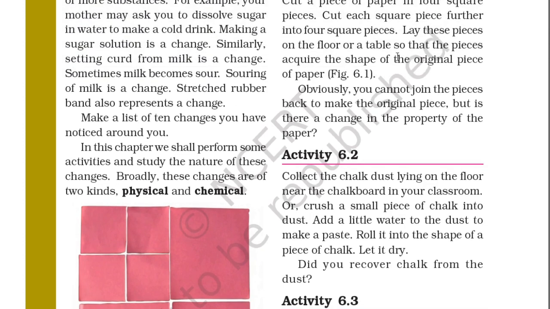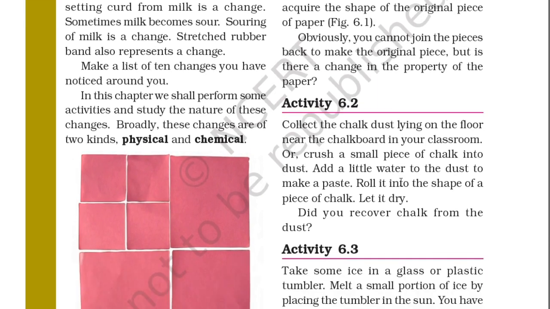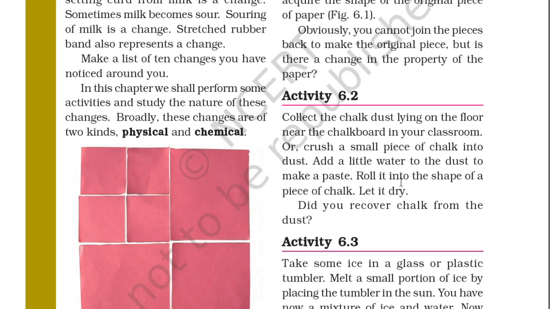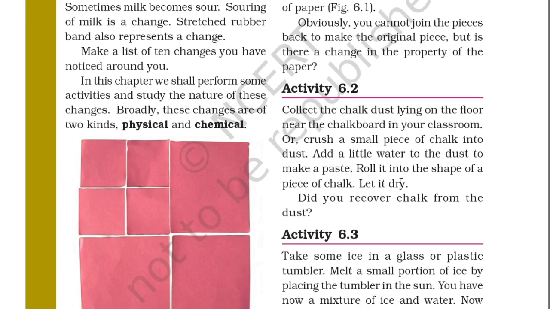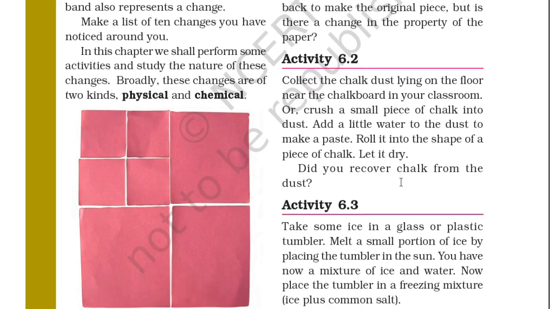So obviously you can join the pieces back to make the original piece, but is there a change in the property of the paper? So you can see there is a change in the property of paper. Activity 6.2. Collect the chalk dust lying on the floor near the chalkboard in your classroom, or crush a small piece of chalk into dust. Add a little water to the dust to make a paste. Roll it into the shape of a piece of chalk. Let it dry. Do you recover chalk from the dust?